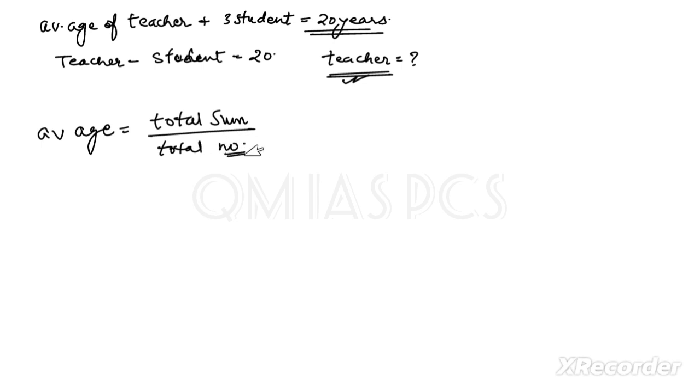Total number of observations means how many persons, how many items, or whatever it is, how many things are included in this calculation. Here, 3 students and 1 teacher, so a total of 4 persons are involved in these calculations. Whenever there is a condition, see how many persons are involved in that condition. I'm not saying in the complete question, but in that condition.